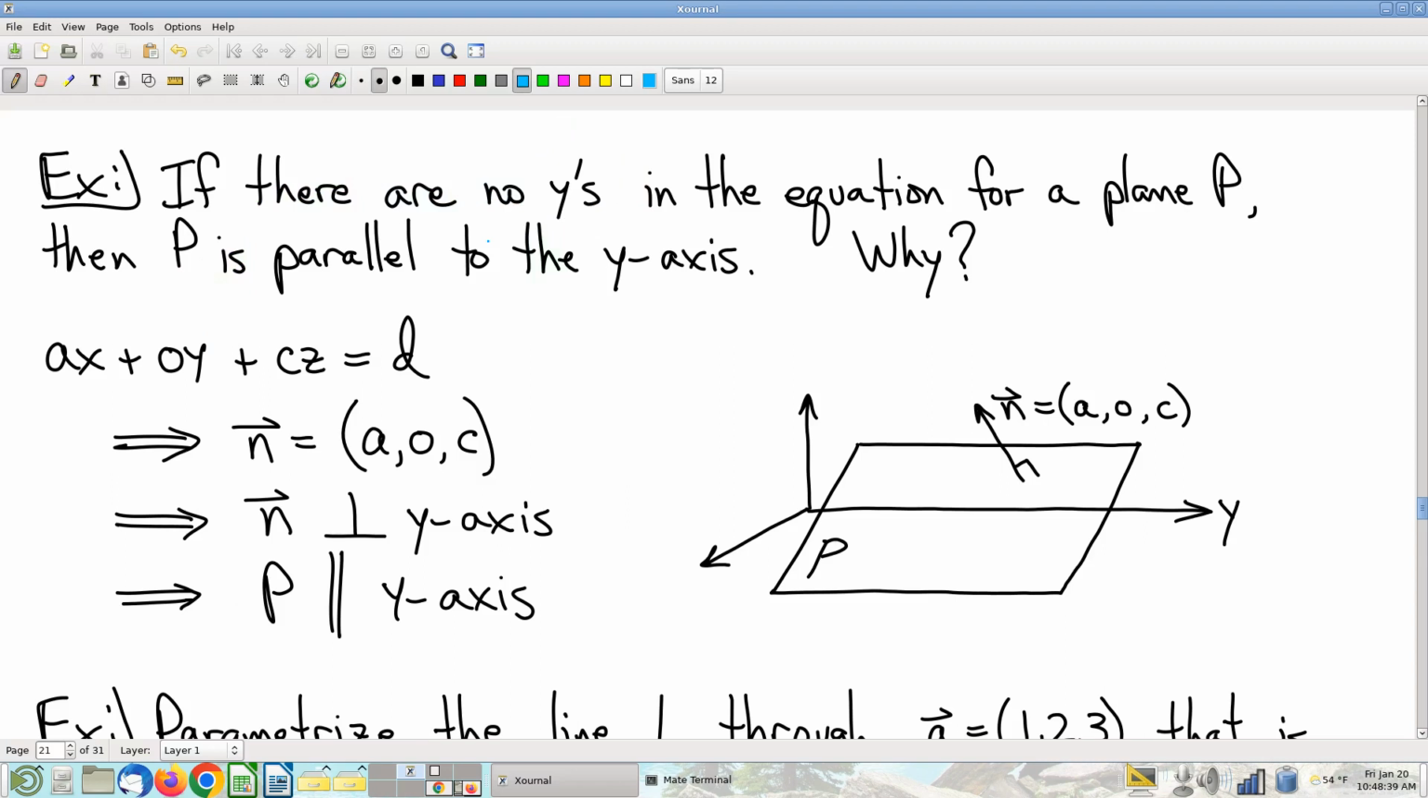But a good fact to remember, and if nothing else, it's something to just keep an eye out for. Sometimes you will find that you've got an equation for a plane that only involves two terms on the one side. And then you can immediately remember, you don't have to go through this argument again. You can say, there's no y's, therefore it's parallel to the y-axis. Okay. All right.